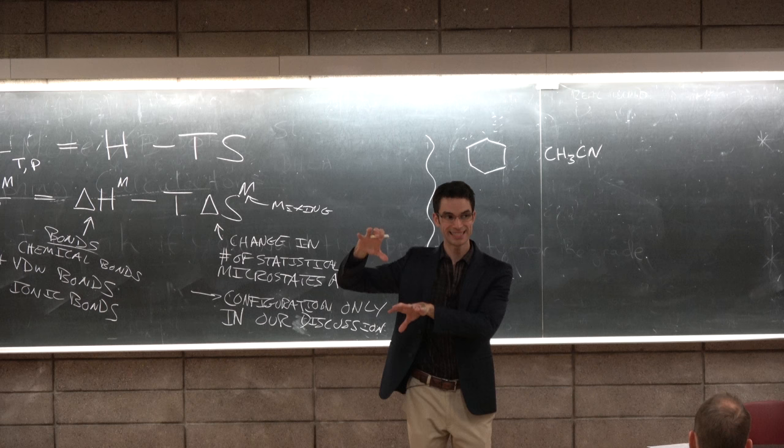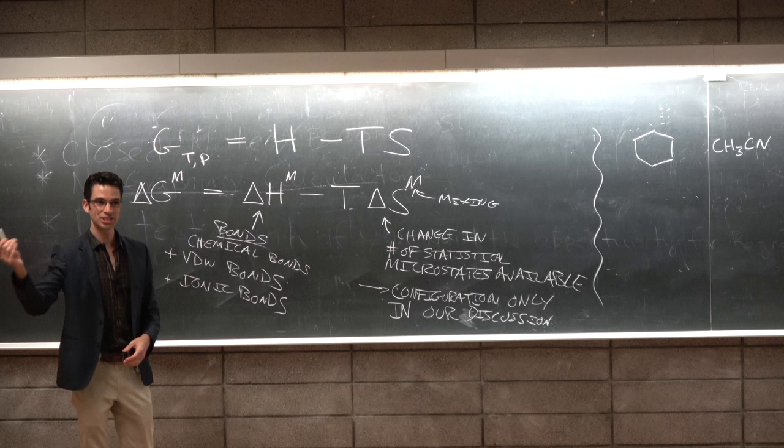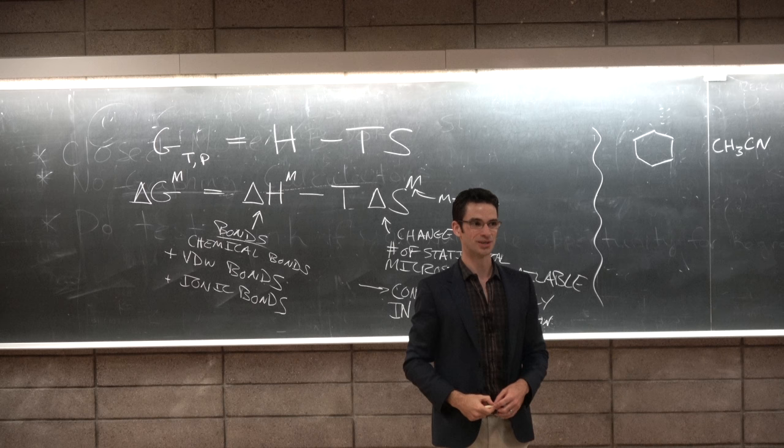The reason they don't mix is because delta H of mixing must be unfavorable. But I just told you that uncharged molecules attract in a vacuum and have a negative delta H. So how is the enthalpy of mixing unfavorable?